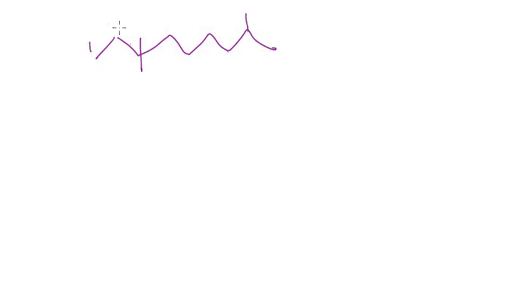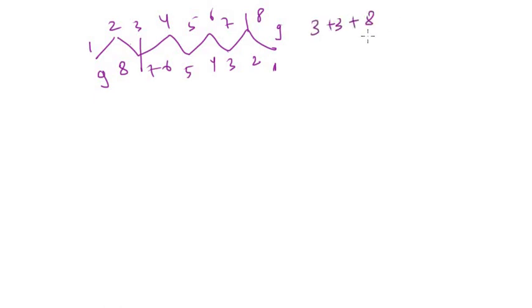Now if I name it 1, 2, 3, 4, 5, 6, 7, 8, 9, or I start naming from this side 1, 2, 3, 4, 5, 6, 7, 8, 9, which one is correct? The upper one or the lower one? So let's sum that: 3 plus 3 plus 8, and on this side 2 plus 2 plus 7. So it is 8 and 9. 8 plus 6 will be 14, and 2, 7, 9 will be 11.